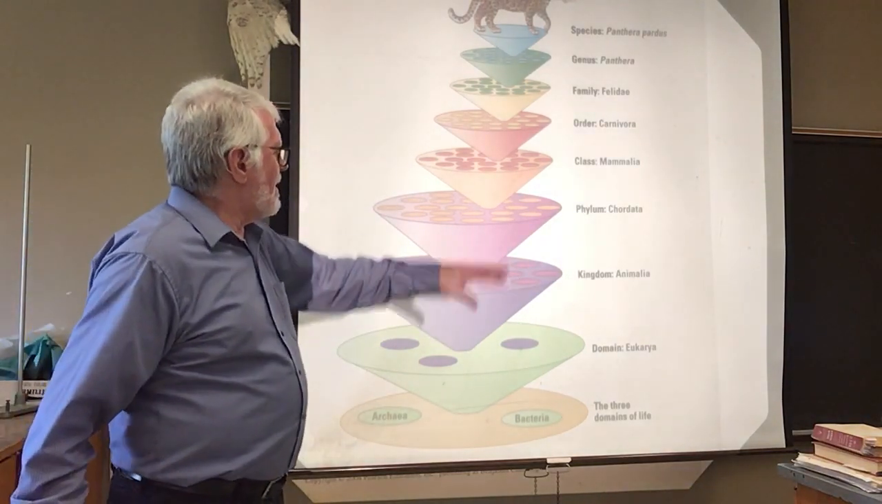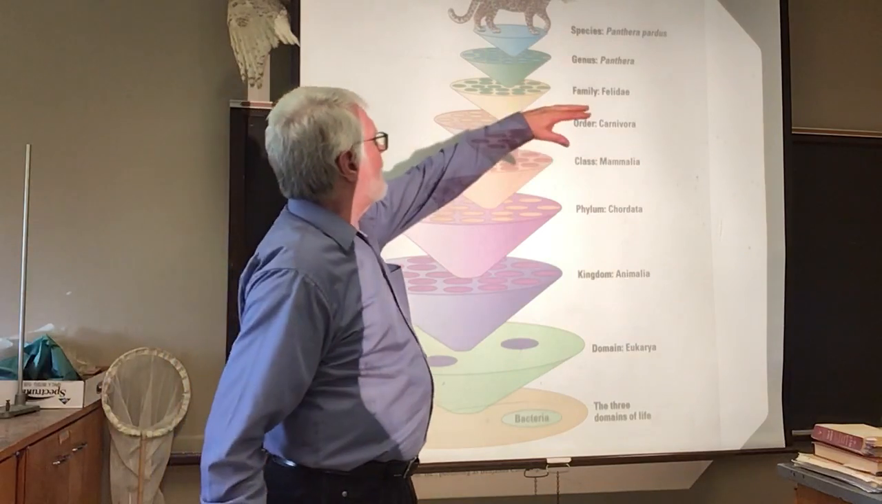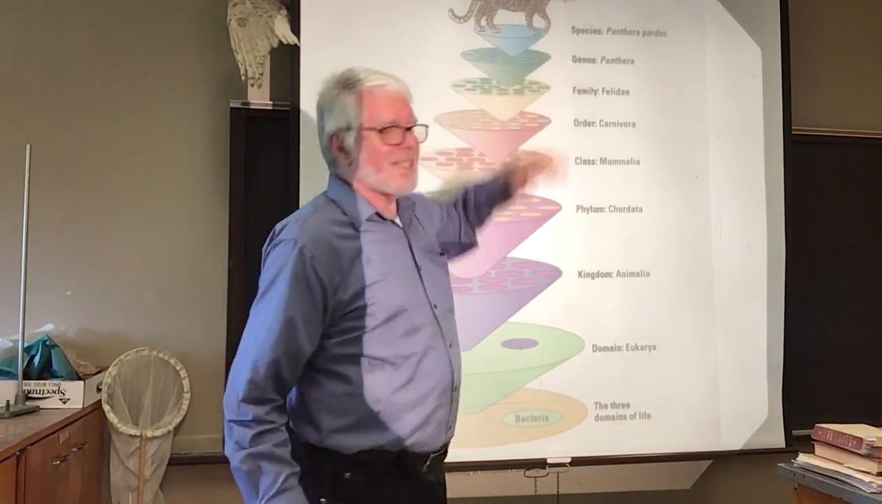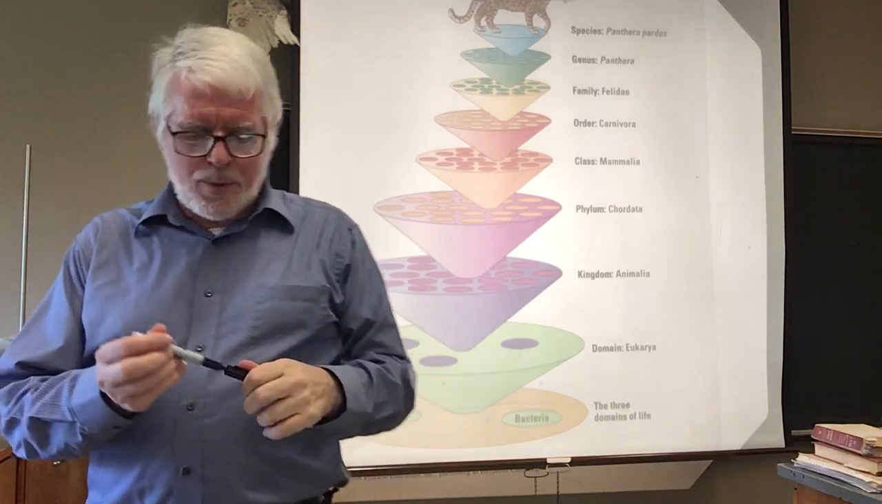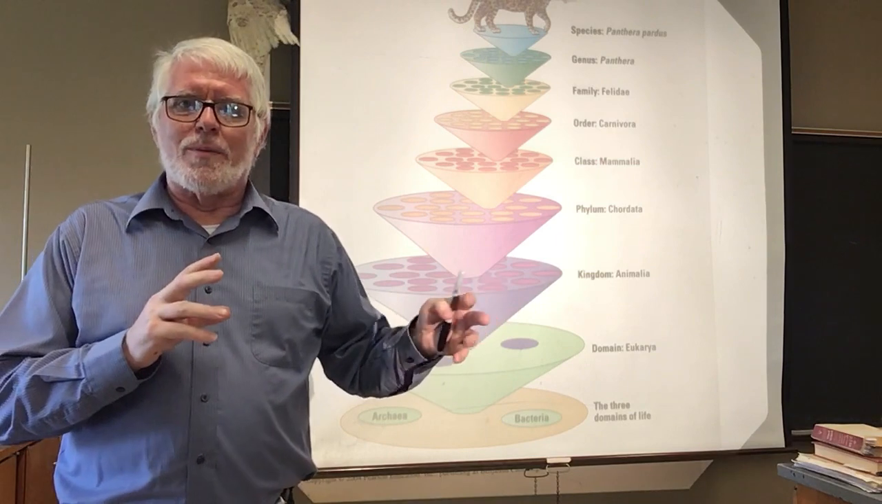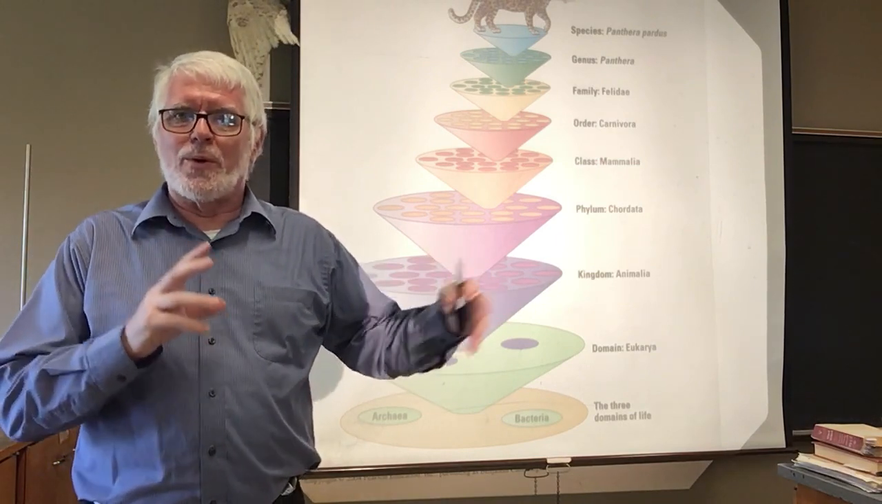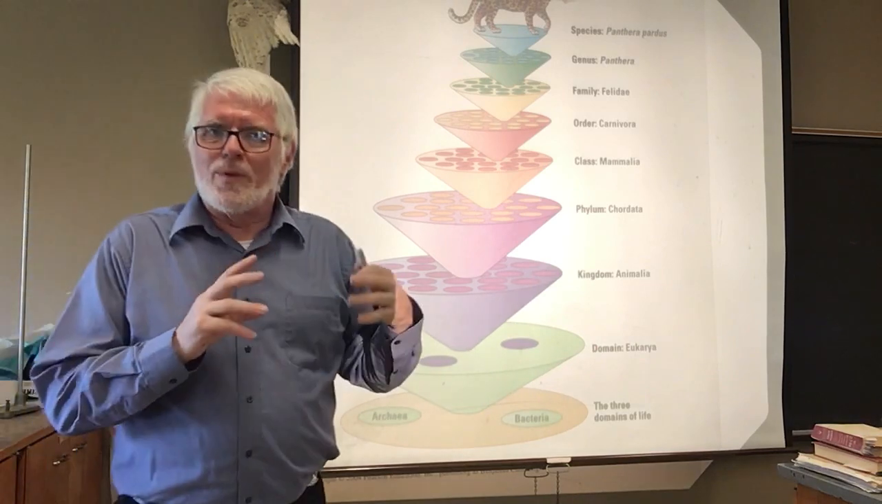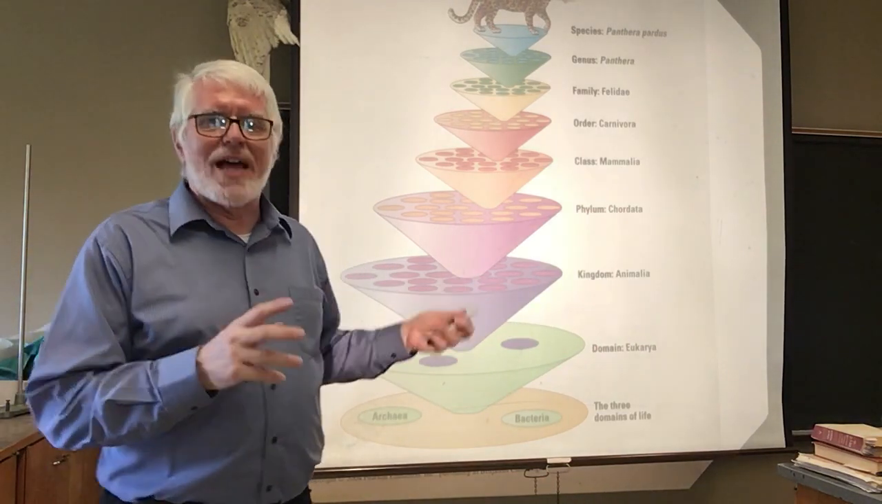So kingdoms contain phyla, contain classes, contain orders, contain families, contain genera, which is the plural of genus, which contains species. So a species would be inside the bigger group of genus. Genus would be inside the bigger group of family. Family would be inside order. Order would be inside class, with a bunch of other orders. Class would be with other classes inside a phylum.